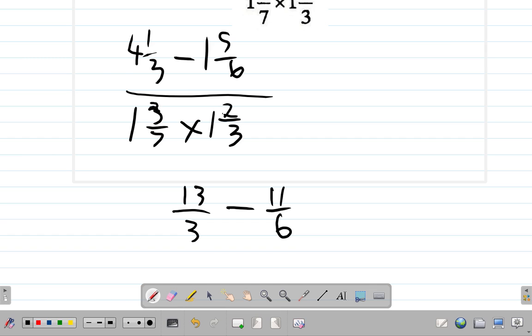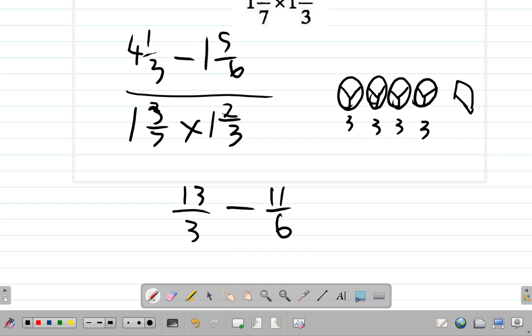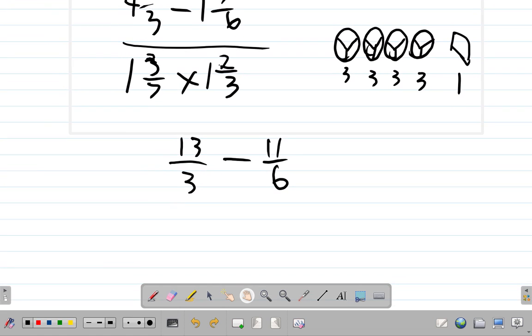Let's talk about this part a little. Why is it that 4 1/3 is the same as 13/3? Because when you have 4 whole things, 1, 2, 3, 4, and then 1/3, you can ask how many thirds you have. This is telling you that you have 13/3. But is that really so? Each whole has 3/3, 3/3, 3/3, 3/3, and then 1/3. So 3, 6, 9, 12, 13. 13/3. So you see the reasoning behind that.